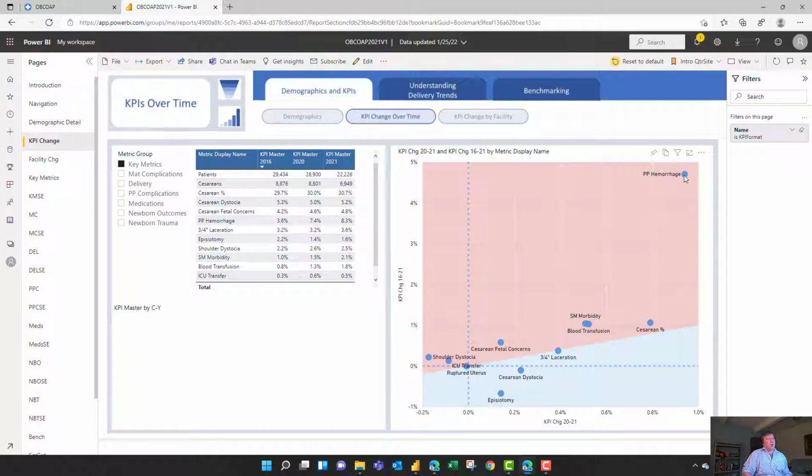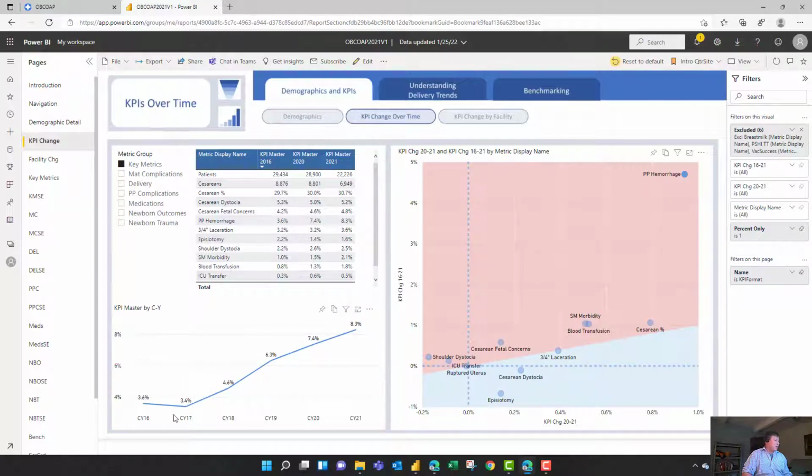So what jumps out here is postpartum hemorrhage, as having gone up almost 5 points from 16 to 21, and almost a whole point from 20 to 21. So when we select this, the graph on the lower right side will activate, and we'll see that it went from 3.4% up to 8.3%. So there's that 5% change. We can select a different metric, so cesarean percentage had a pretty significant increase of 0.7% from 30 to 30.7, and severe maternal morbidity, a really steady increase over the 6 years within this data set, doubling from 1% to 2.1%.